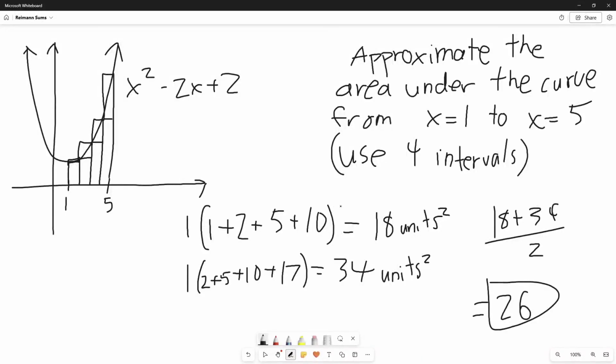So everything that I just explained in the video, and all the problems that I went through, should teach you everything you need to know about Riemann sums.